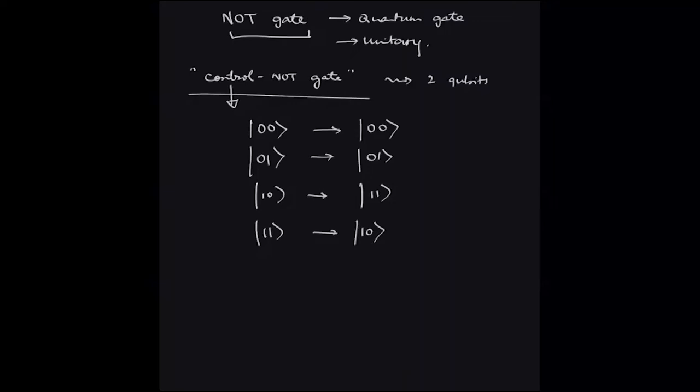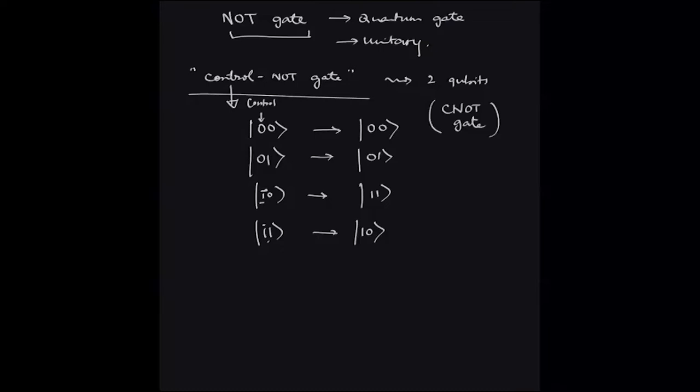Now we can clearly see or guess what this control NOT gate is doing. Control NOT gate is going to flip the second qubit, or the qubit on the right, if the first one is high. So if it's 0, it's not going to do anything. This is the control line. If the control line is high, it's going to flip the second output. So 1, 0 becomes 1, 1, and 1, 1 becomes 1, 0. This gate is the control NOT gate, known as C-NOT gate. It's one of the most famous gates used in quantum computation.